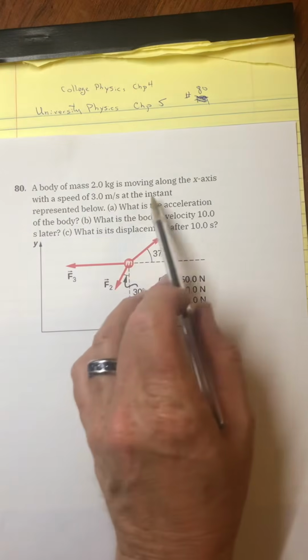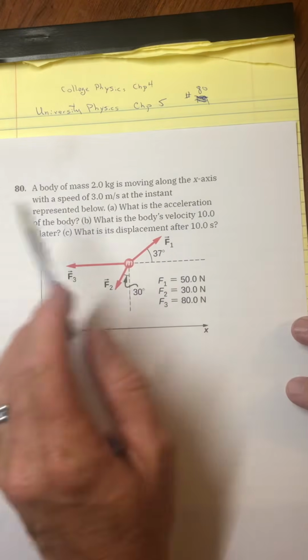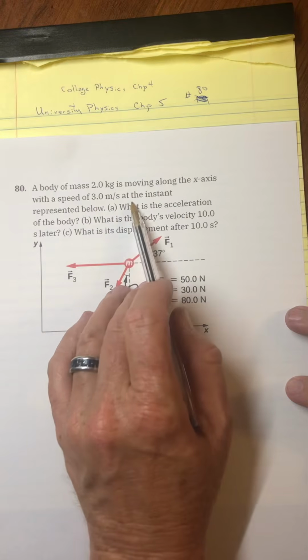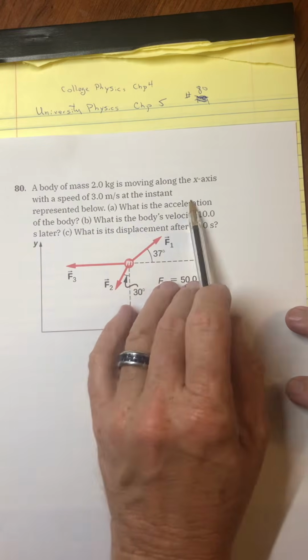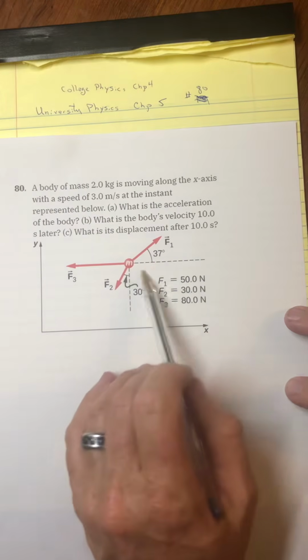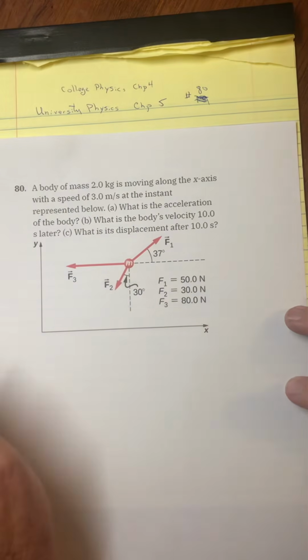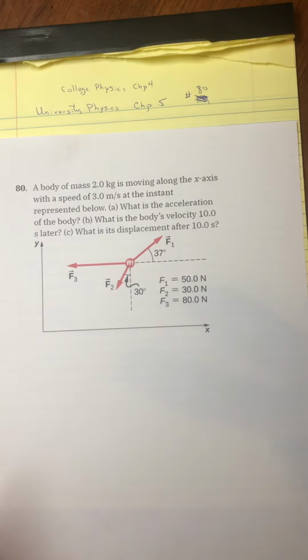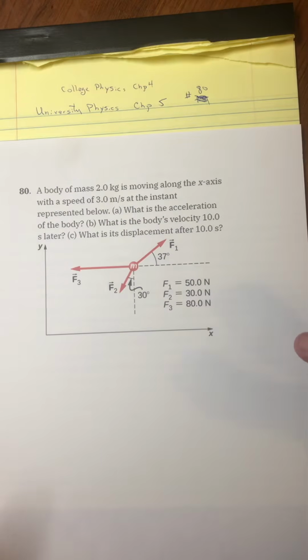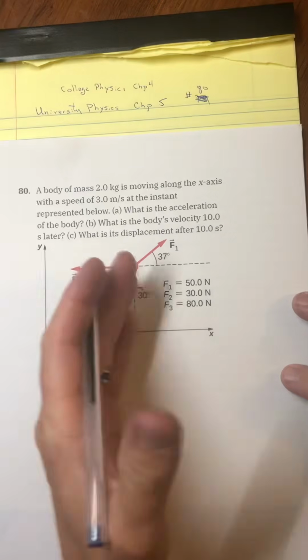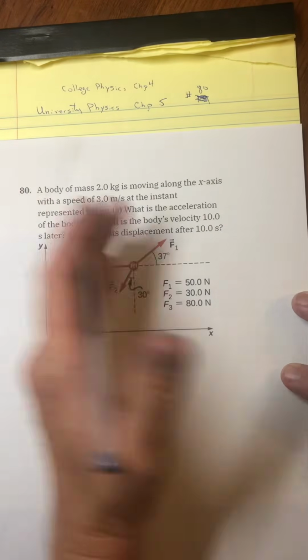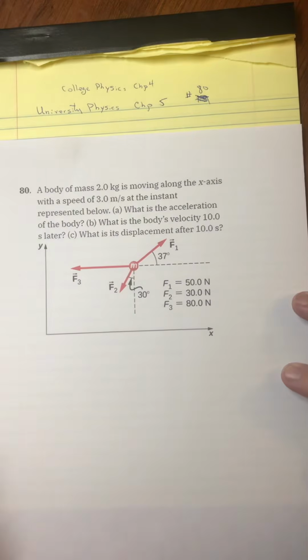So it says a body of mass 2 kilograms is moving along the x-axis with a speed of 3 meters per second at the instant represented below. All right, so this thing's already moving. What is the acceleration? Now, I'll just point out that the acceleration is irrelevant to the fact that it's already moving. The sum of the forces determine the acceleration. The acceleration has nothing to do with how fast it's going. So clearly the acceleration is going to change that speed, but has nothing to do with the speed.